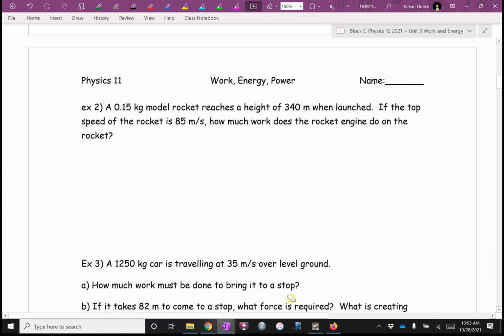Example 2, a rocket reaches a height of 340 meters when launched. If the top speed of the rocket is 85 meters per second, how much work does the rocket engine do on the rocket? Or how much energy did we need to supply this rocket for this to work?